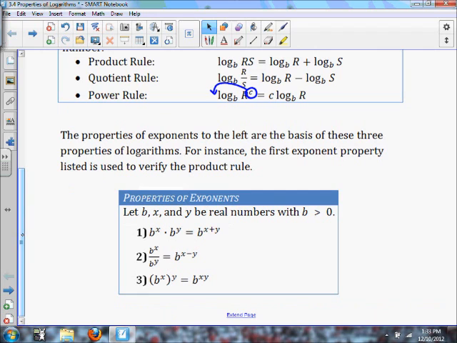Now, the properties of exponents to the left or below are the basis of these three properties of logarithms. For instance, the first exponent property listed is used to verify the product rule. So remember, if we're taking a power and multiplying it by a power, so b to the x times b to the y, they have the same base, so we can just add our exponents. If we're dividing, again, we're going to subtract our exponents. If we're taking a power to a power, so b to the x to the y power, we'd multiply our exponents. These are properties of exponents that we've seen before.